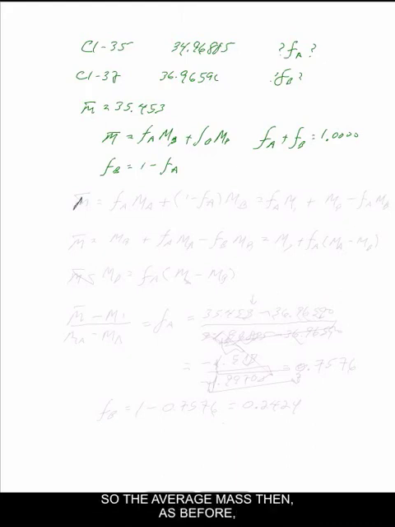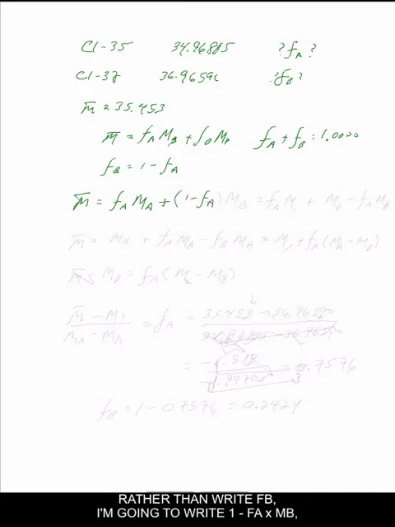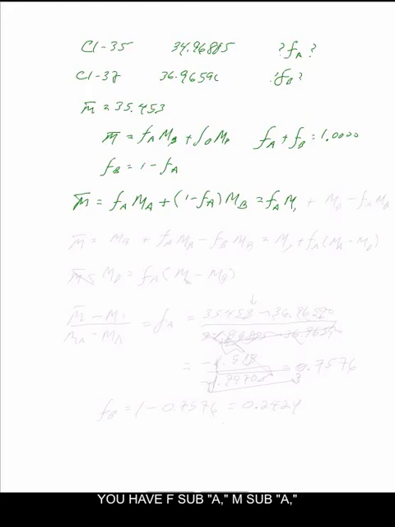So the average mass then, as before, would be, of course, the frequency of A times M sub A. And now what I'm going to do is substitute. Rather than write FB, I'm going to write 1 minus FA times MB. So what I'm doing here is giving myself one equation that also has just the one unknown F sub A. So if I expand terms, which is the usual procedure here, you have F sub A, M sub A, and then that will be MB minus F sub A, MB.